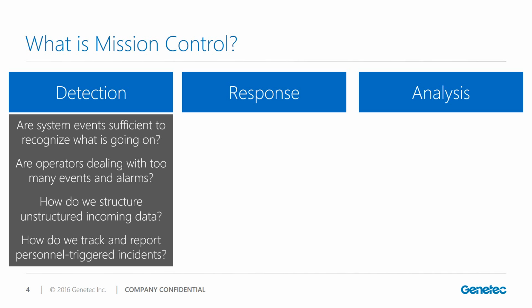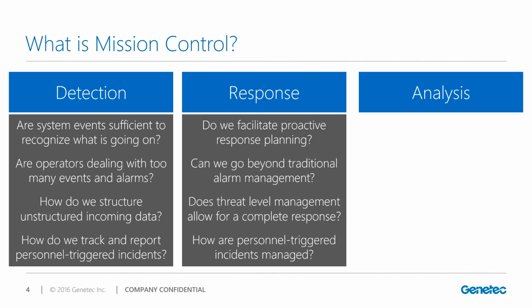These are all important questions when looking at how we recognize incidents, which leads to more questions on how we respond to them. Do we facilitate proactive response planning? Meaning, do we have something in place to help set procedures on how to deal with events when they happen, and not just react to an incident? Can we go beyond traditional alarm management? Alarms are pretty flexible and can be used in different ways to alert operators of a problem, but what more can we do to expand the use and functionality of an alerting system like that?